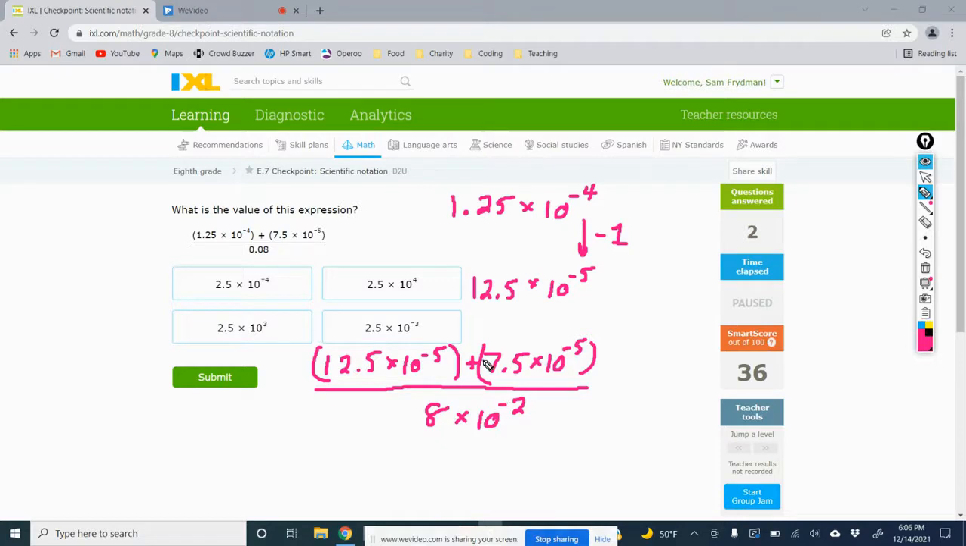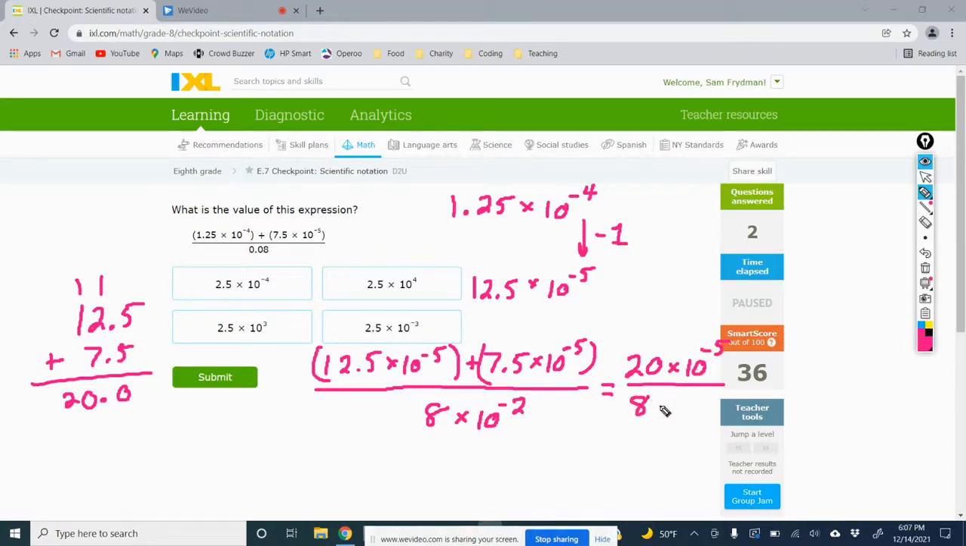Okay, so let's go ahead and add these two things together. So 12.5 plus 7.5, what is that? Let's work that out on the side. 12.5 plus 7.5. 5 plus 5 is 10. 0, carry the 1. 1 plus 2 is 3. Plus 7 is 10. Again, 0, carry the 1. 1 plus 1 is 2. Keep the decimal in the same place. So this is going to be 20. I don't need to really write the 0.0. 20 times 10 to the -5th power divided by 8 times 10 to the -2nd power.